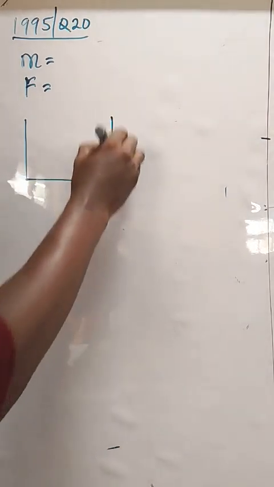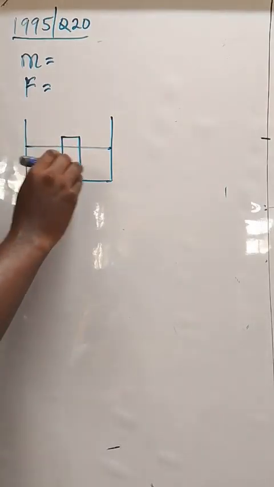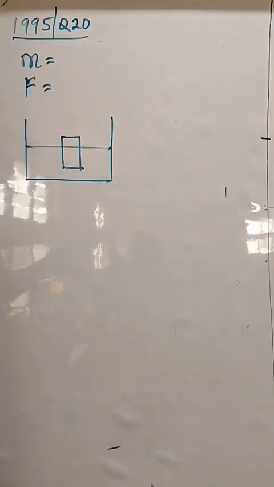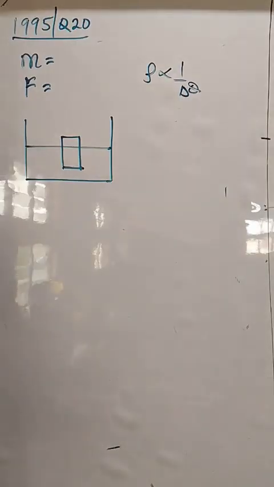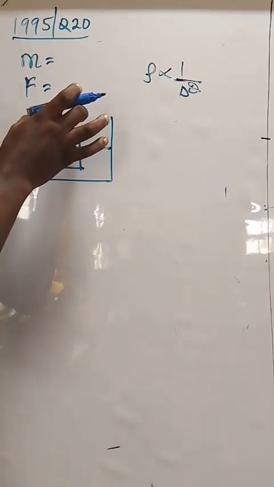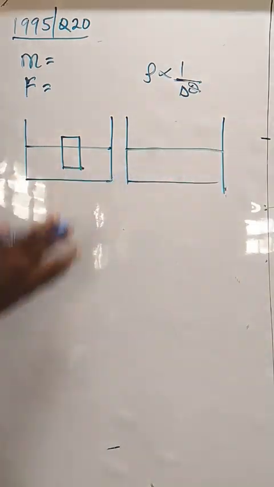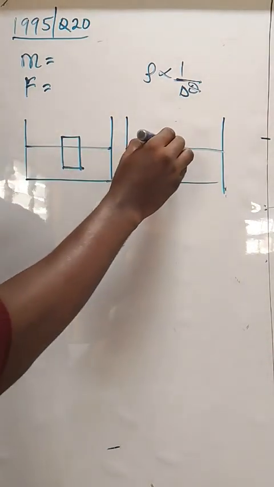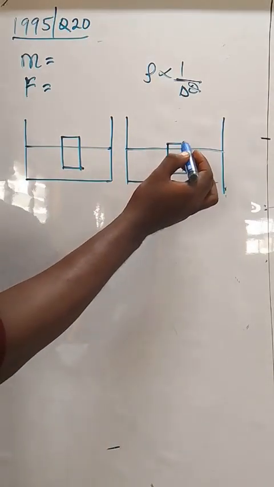Let's suppose this is a liquid in this container and we have a wood floating with some part above. Now the temperature of the liquid is increased. You have to know that temperature and density are inversely proportional. The more the temperature, the lesser the density. So if the density of this liquid reduces, what happens? It means the wood can enter more, so the fraction above will reduce.